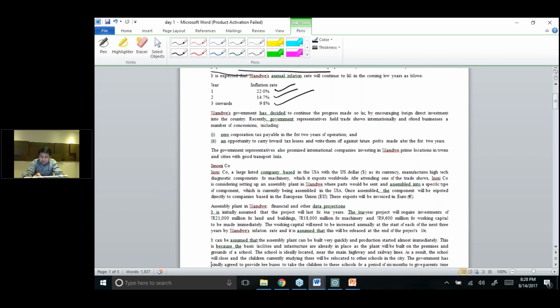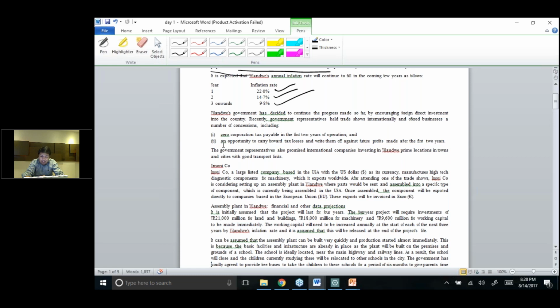The government decided to continue the progress made so far by encouraging foreign direct investment into the country. Recently, government representatives held trade shows internationally and offered businesses a number of concessions, including zero corporation tax payable in the first 2 years of operation. That means you do not have to pay any tax in the first 2 years of operations.